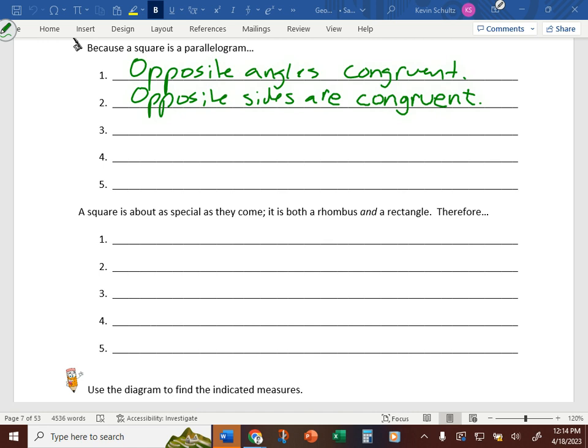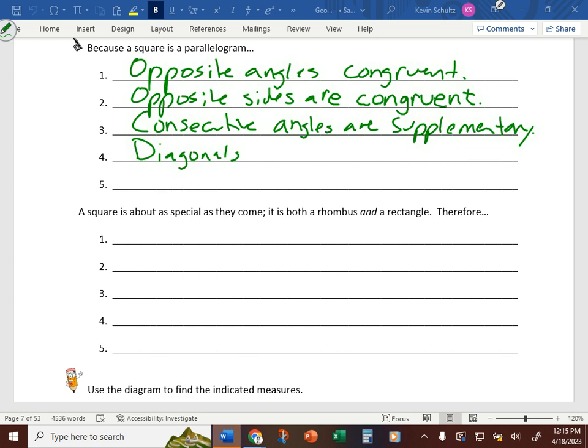What else do we know? Consecutive angles are supplementary. Yes, they are. I'm going the perfect speed. Give me another one. Diagonals bisect each other. And last but not least, Kylie. Opposite sides are parallel.